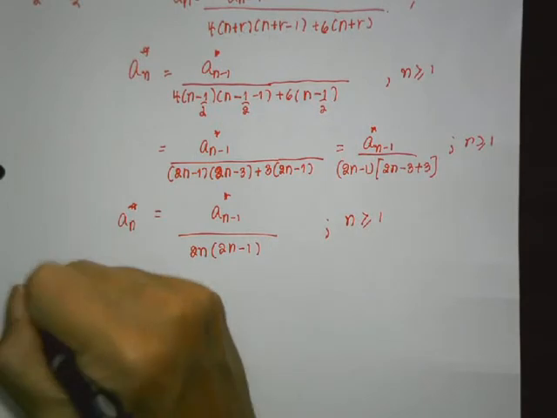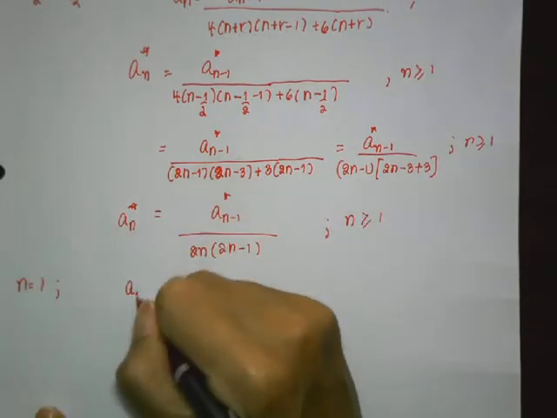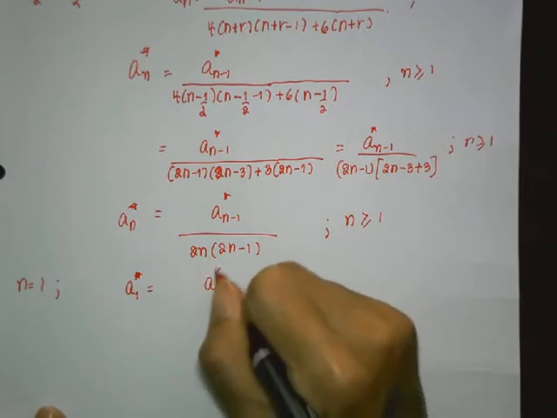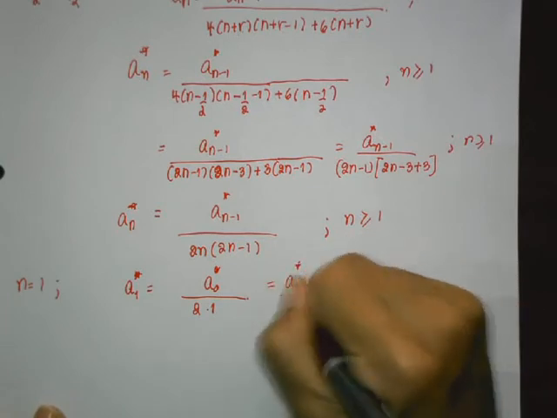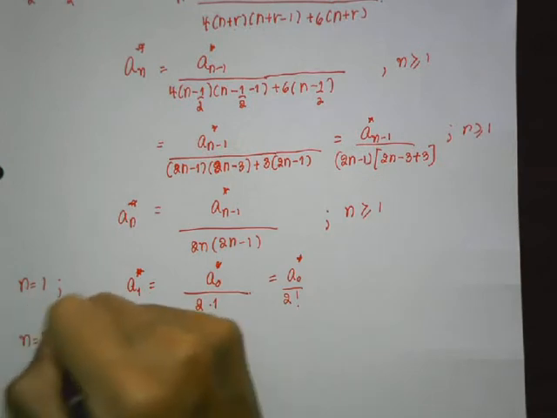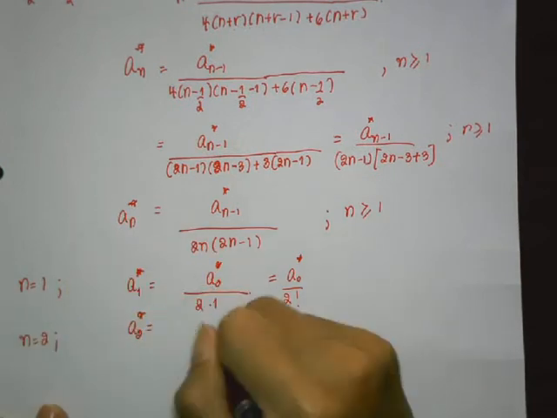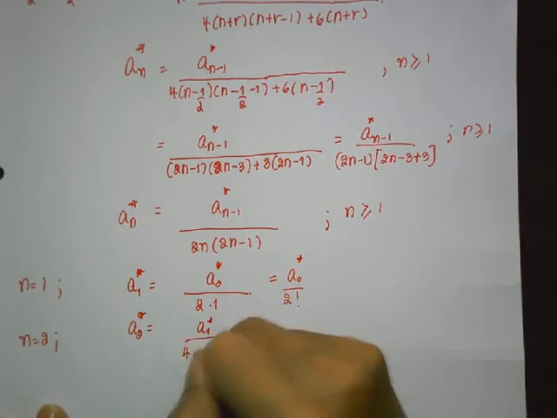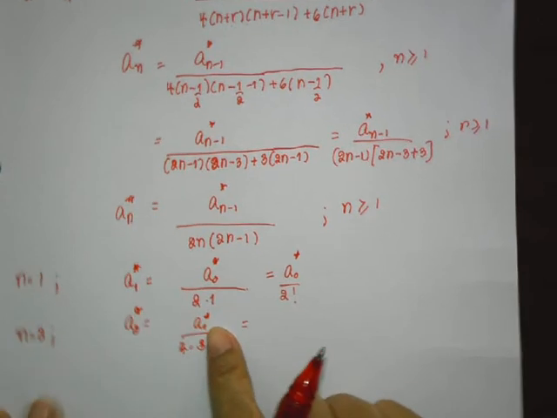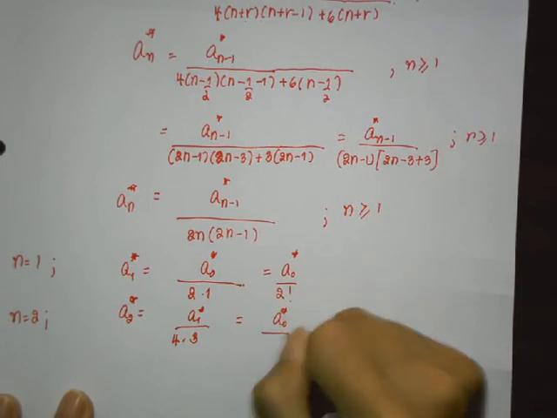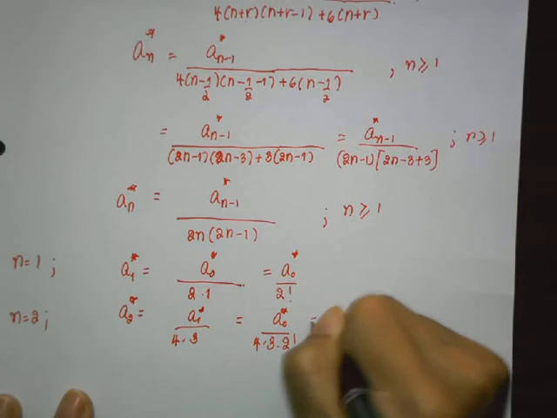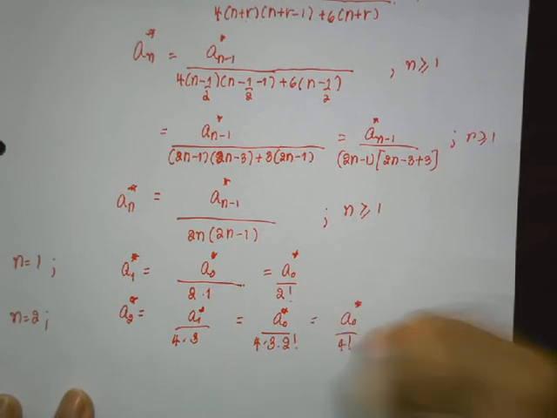And then we plug n equal to 1 in there again. We will get a1 star is equal to a0 star divided by 2 times 1, which is 2 factorial. N equal to 2, a2 star equal to a1 star divided by 4 times 3. But we know that a1 star is equal to a0 star divided by 2 factorial. So we would get 4 times 3 times 2 factorial, which is equal to 4 factorial.